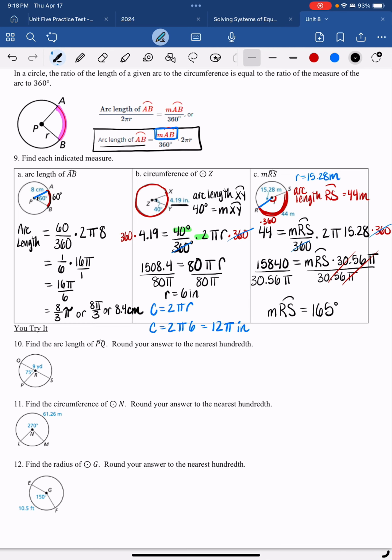So just 3 examples of how we can figure out different parts of our circle using that arc length formula. You guys work on the you try its, and then I'll make another video explaining those answers.